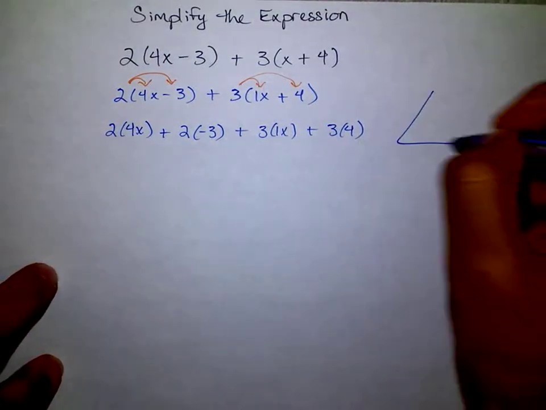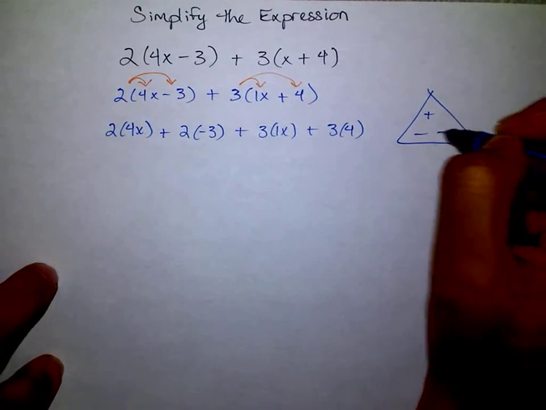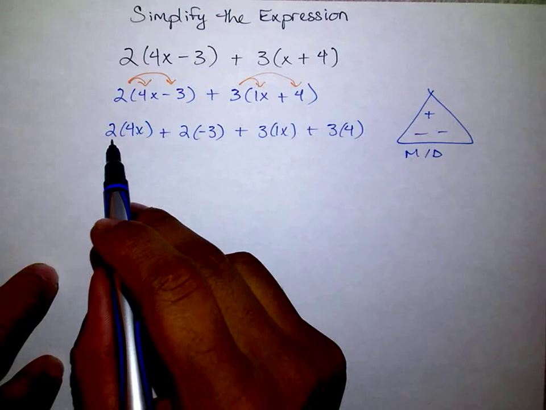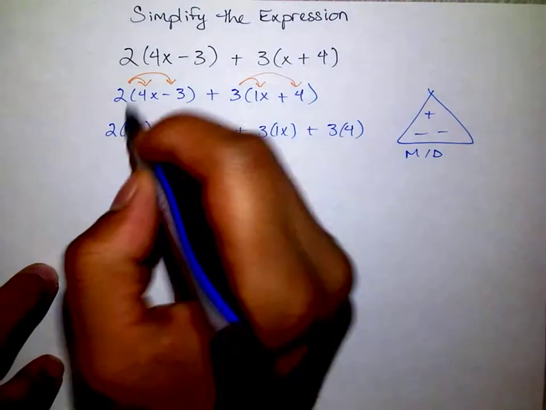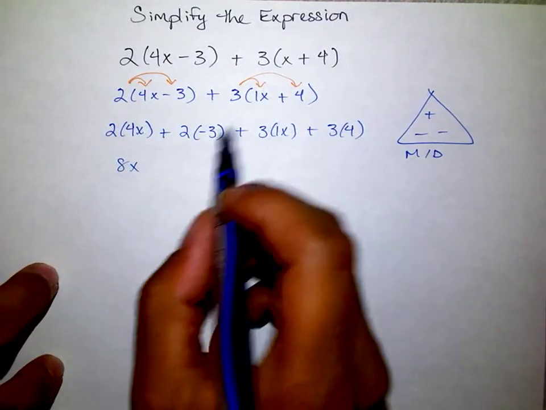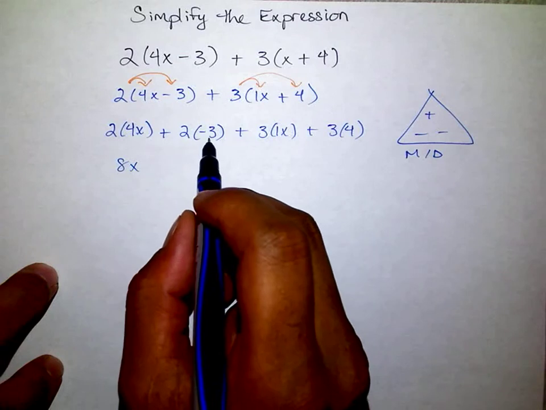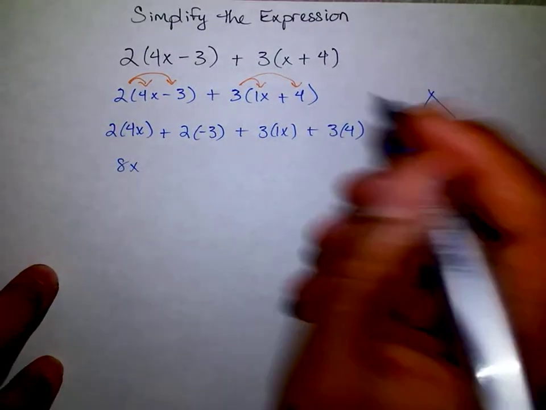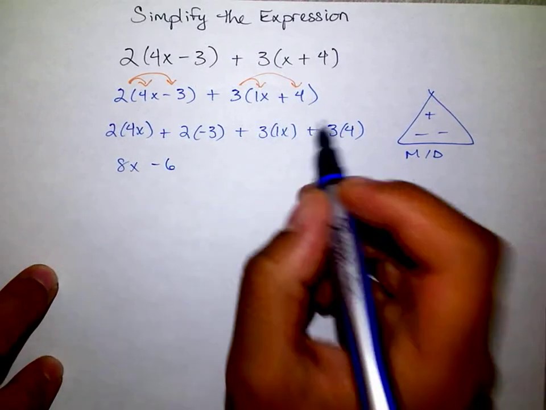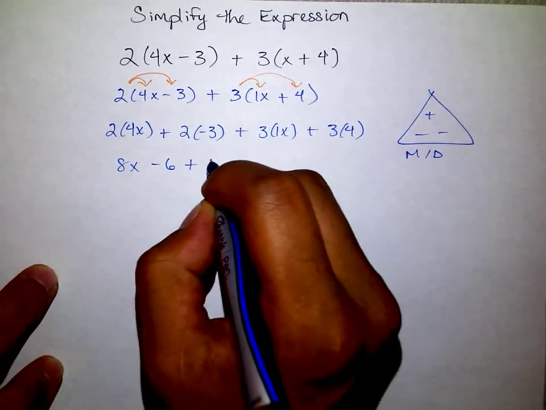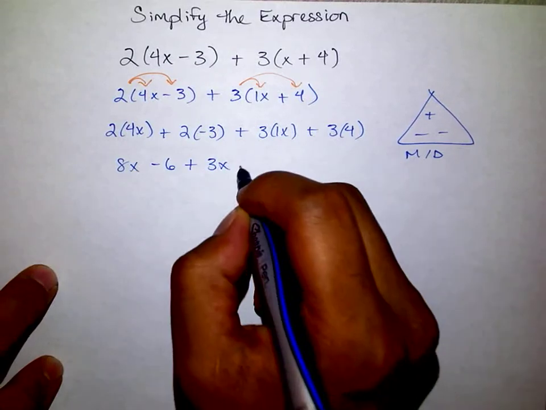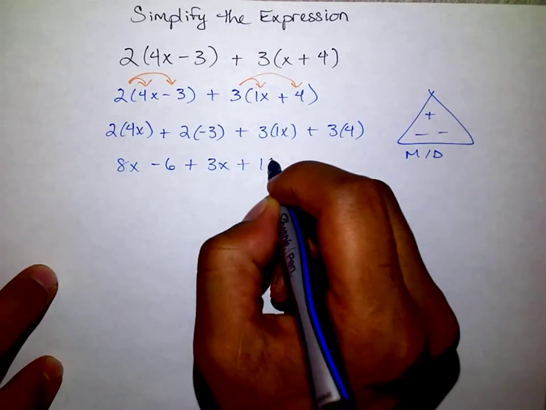Alright, I see I have one integer operation. Still going to use my triangle. 2 times 4 is 8, so that's going to be 8x plus 2 times negative 3. Positive 2, negative 3, that's going to give me a negative 6. Plus 3 times 1 is 3x. Plus 3 times 4 is 12.